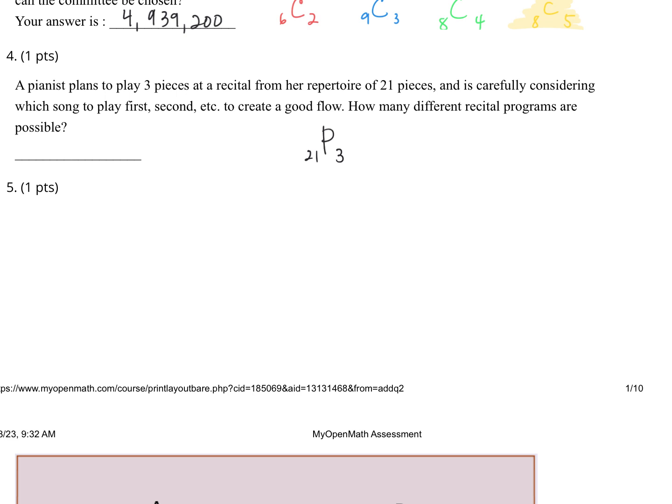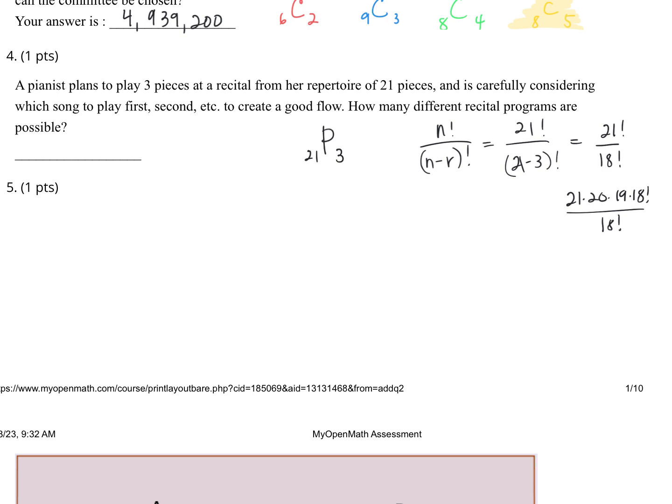So this formula is n factorial over n minus r factorial. So that would be 21 factorial over 21 minus 3 factorial, which is 21 factorial over 18 factorial. You can continue doing this by hand. So this would be 21 times 20 times 19 times 18 factorial over 18 factorial. So those cancel. And it turns out you're really just multiplying 21 times 20 times 19, and you get 7,980.